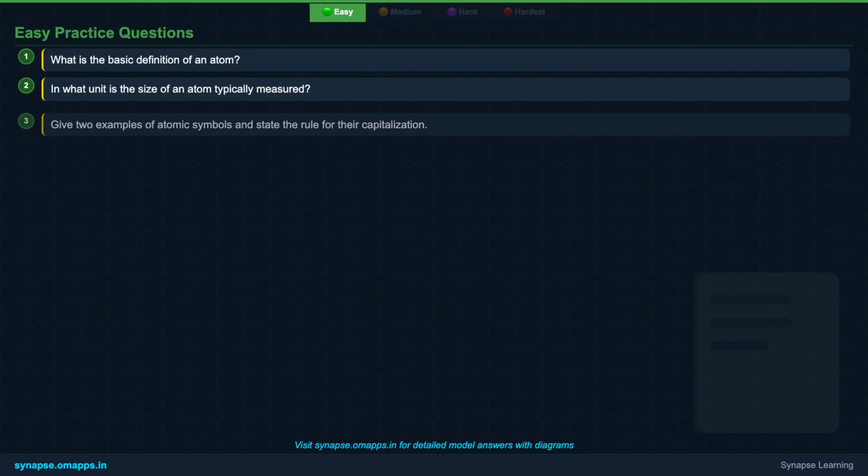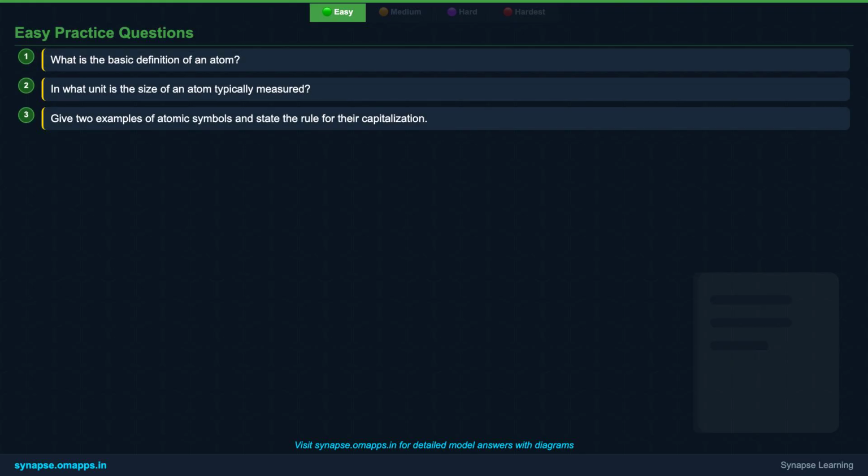Now, let's test your understanding with a few practice questions. What is the basic definition of an atom? In what unit is the size of an atom typically measured? And finally, give 2 examples of atomic symbols, stating the rule for their capitalization. Take a moment to think about these before moving on.